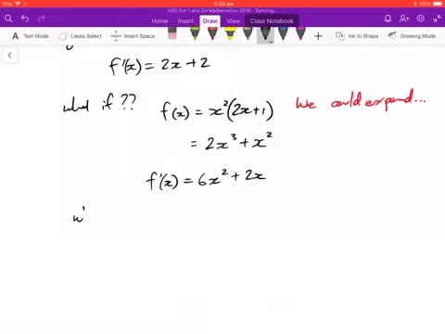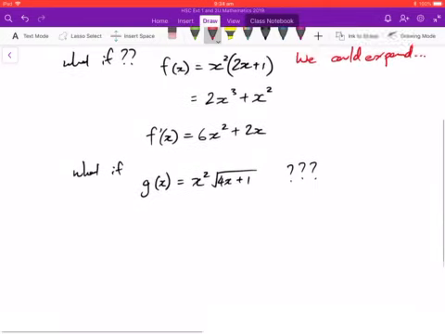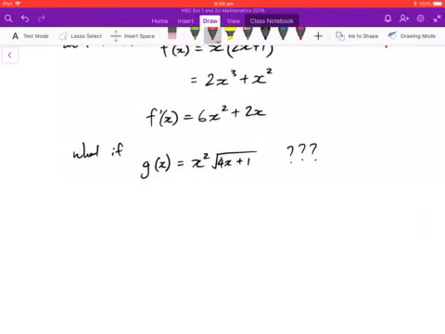But what if we had this instead? If I had g of x is equal to x squared outside of the square root of 4x plus 1. What about this? And so this is where we think of the product rule. So I've got two functions here, and we need to think of it as two separate functions as a product. I'm going to call the first one u, and the second one v.